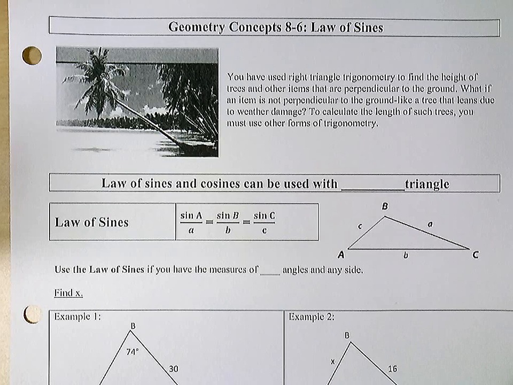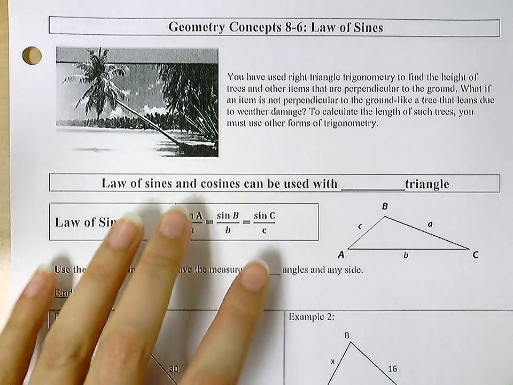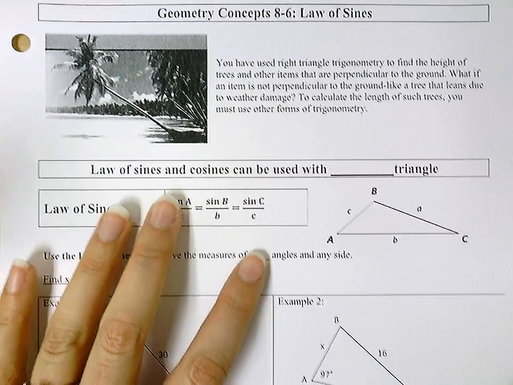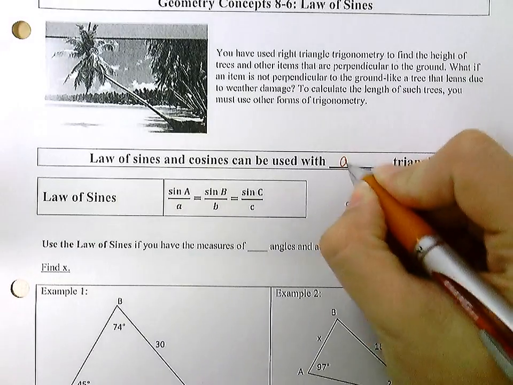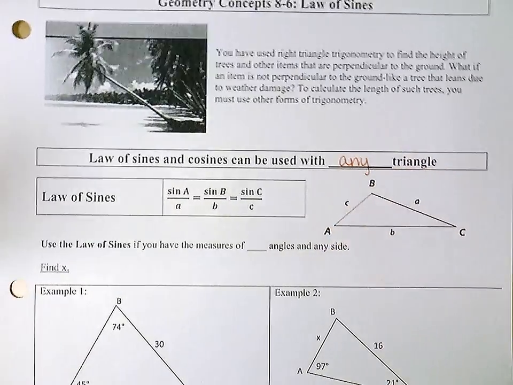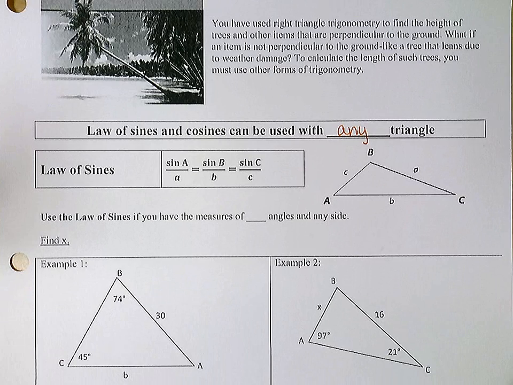So today we're looking at what we can use for non-right triangles. The law of sines and cosines can be used with any triangle. We are only going to talk about law of sines.